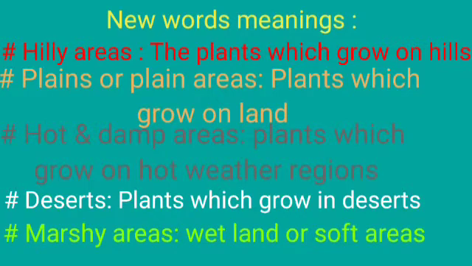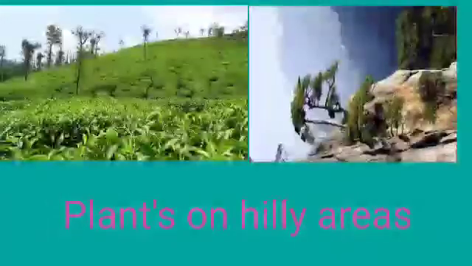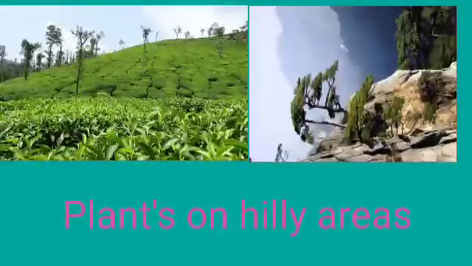The plants which grow on hills are hilly area plants, the plants which grow on plains are plain area plants, the plants which grow in hot weather regions are hot and damp area plants, the plants which grow in deserts are desert plants, and the wetland and soft soil plants are called marshy area plants. First one is plants on hilly areas.